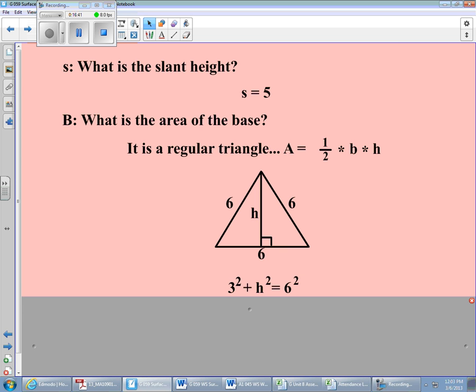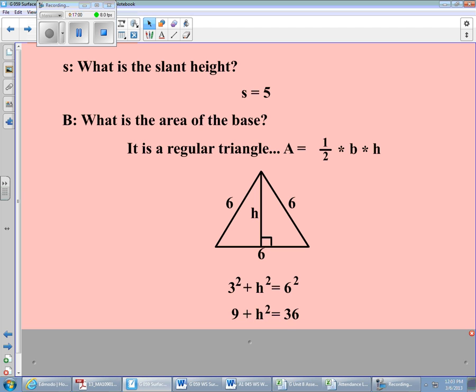So we've got a 3. And in this case, it's one of the legs that's missing, one of the sides that forms the right angle. So we've got a 3 as a leg, we've got a 6 as a hypotenuse, and we just need to finish this thing off. What's 3 squared? 9. And 6 squared? 36. Okay, so we have 9 plus h squared equals 36. We'll subtract the 9 to the other side so we can have the h squared by itself. That leaves 27. But of course we don't want h squared, we just want h. So we'll take the square root of both sides.